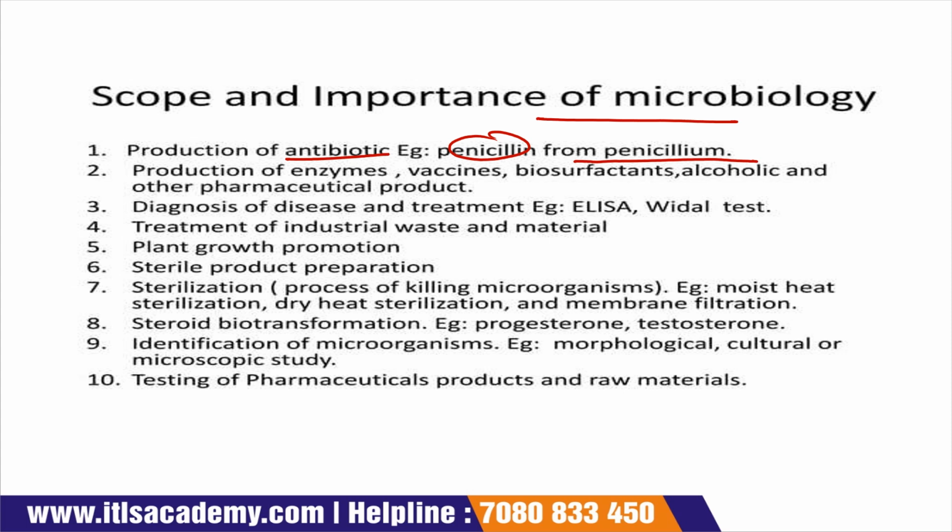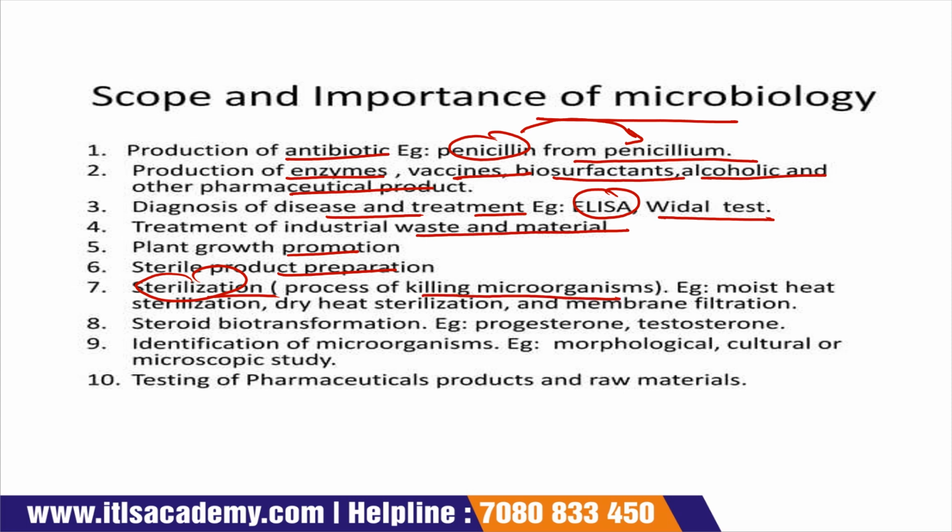Penicillin is what? Penicillin is a microorganism product used in the production of the antibiotic, from Penicillium. Microorganisms are also used in the production of enzymes, vaccines, biosurfactants, alcohol and other pharmaceutical products, diagnosis of disease and treatment like ELISA and viral tests, treatment of industrial waste and material, plant growth promotion, sterile product preparation, and sterilization. Sterilization means killing all types of microorganisms, for example moist heat sterilization, dry heat sterilization, and membrane filtration.